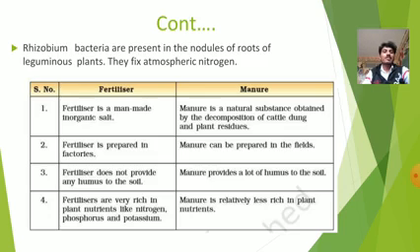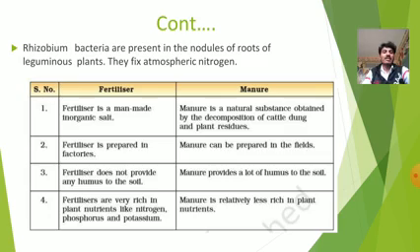What is the difference between fertilizers and manure? The first one: fertilizer is a man-made inorganic salt, and manure is a natural substance obtained by the decomposition of cattle dung and plant residues. The second one: fertilizer is prepared in factories. Manure can be prepared in the field.